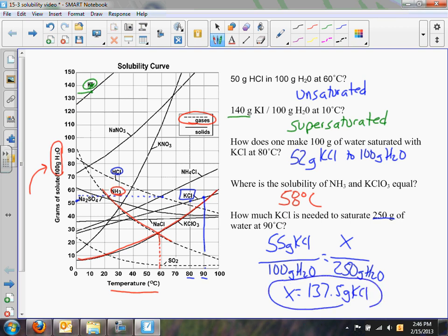So we can use this chart to determine how to make saturated solutions for any volume, even though the chart is only given right over here on the left side in terms of 100 grams of water. 250 is 2.5 times larger than 100, so I need 2.5 times more than what the chart says would be required to saturate it.